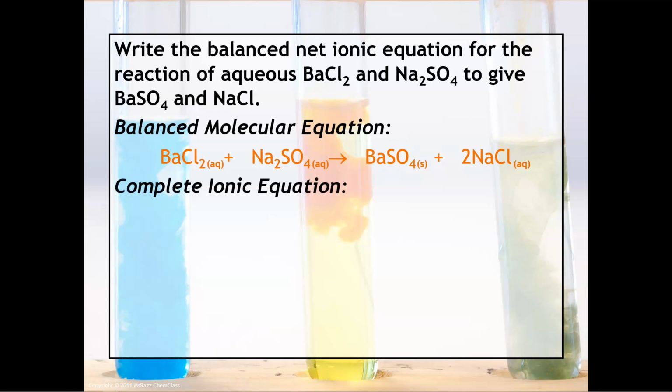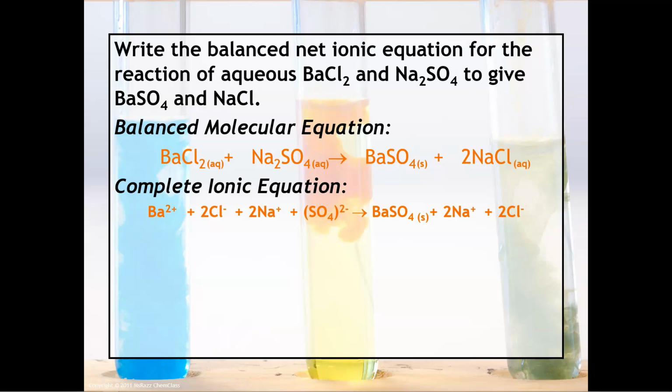Next up, you have to do the complete ionic equation. So what does this mean? Basically, you're going to take all of the aqueous substances and break them apart into their individual ions, taking careful note that you want to multiply by any subscripts and coefficients if needed. So for example, this is the entire complete ionic equation. Notice that the barium chloride is split up into Ba2+ and then 2 Cl minuses because there's 2 chloride ions for every 1 barium chloride formula unit. Same thing with sodium sulfate. There are 2 sodium ions for every 1 sulfate ion.